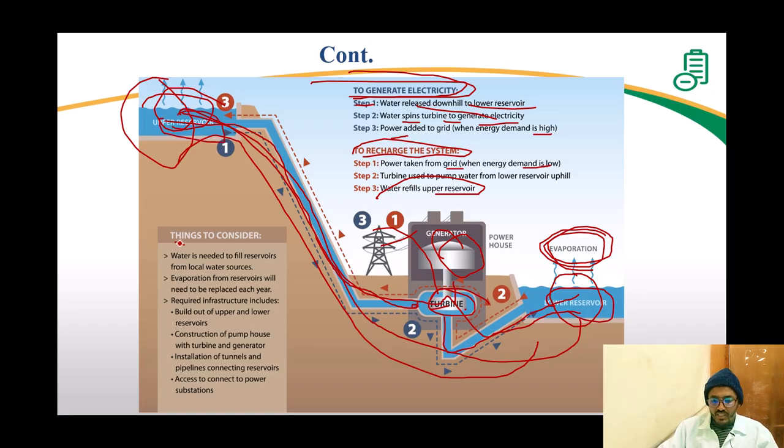So things to consider. The first one is water is needed to fill reservoirs from local water sources. This is the main thing that I want you to focus on. Evaporation. As I said before, there's evaporation here. So evaporation from reservoirs will need to be replaced each year. When we recycle this water, there's evaporation, right? It will evaporate to the air. So we need to make sure, we need to measure the level, and we need to fill the reservoir, both the upper and the lower. I just want you to focus on these two things.